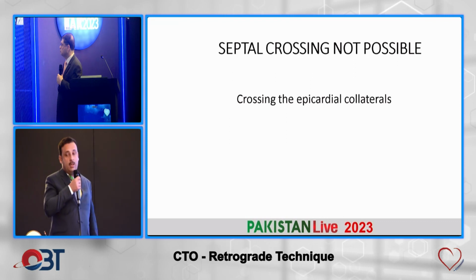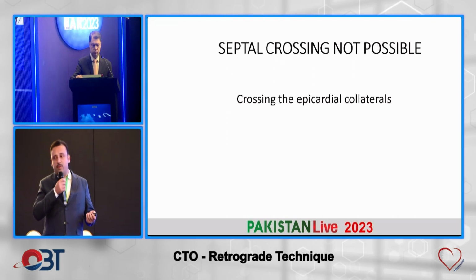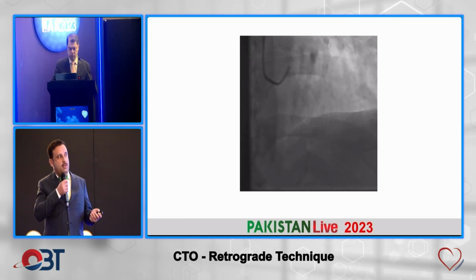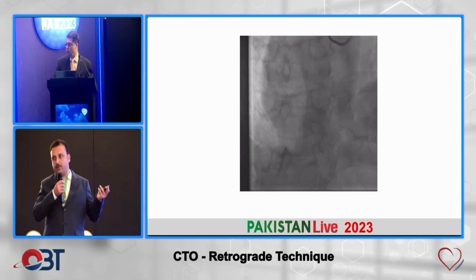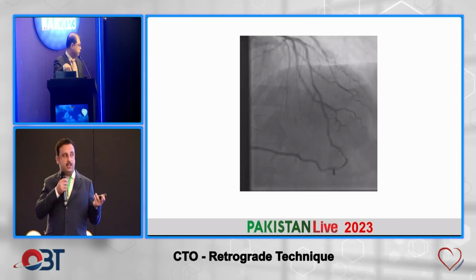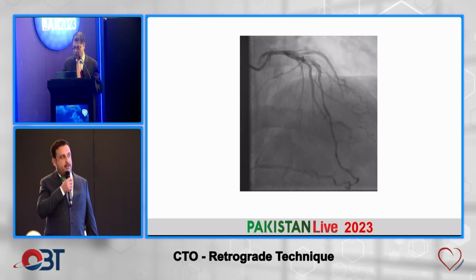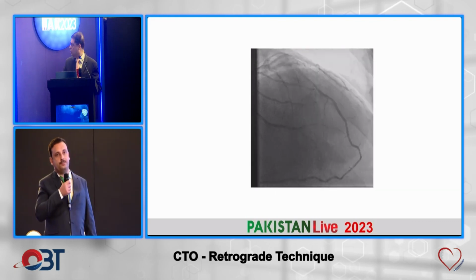Now, when all the techniques of crossing the septum fail, then one way is to go through an epicardial collateral. As we see in a case, there are clear epicardial collaterals, so if they are there, we can go from the epicardial collateral. Dr. Nadir will tell us about his case of crossing the epicardial collateral now.